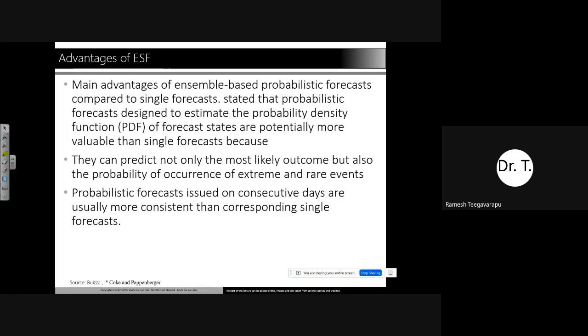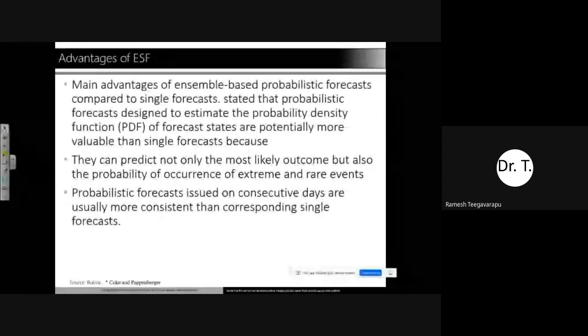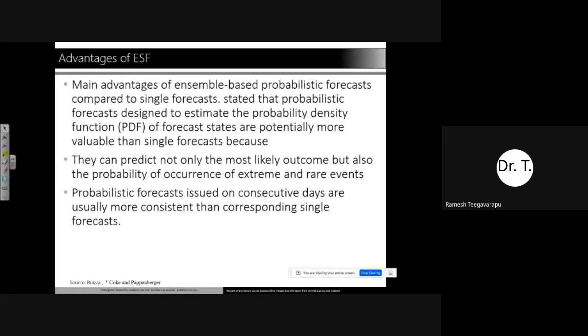And what are the main advantages? The main advantages of ensemble-based probability forecasts are when compared to single forecasts. That's the main advantage. Probability forecasts designed to estimate the probability in the forecast are potentially more valuable than single forecasts. They can predict not only the most likely outcome, but also the probability of occurrence of extreme and rare events. That's another advantage. Probabilistic forecasts issued on consecutive days are usually more consistent than corresponding single value forecasts.